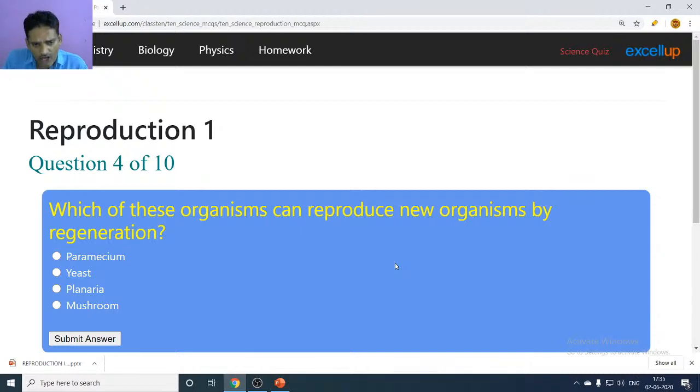Which of these organisms can reproduce new organisms by regeneration? We discussed in the concept. Here, paramecium, yeast, planaria, mushroom is given. Come on. Yes. C is the correct option. Very good.